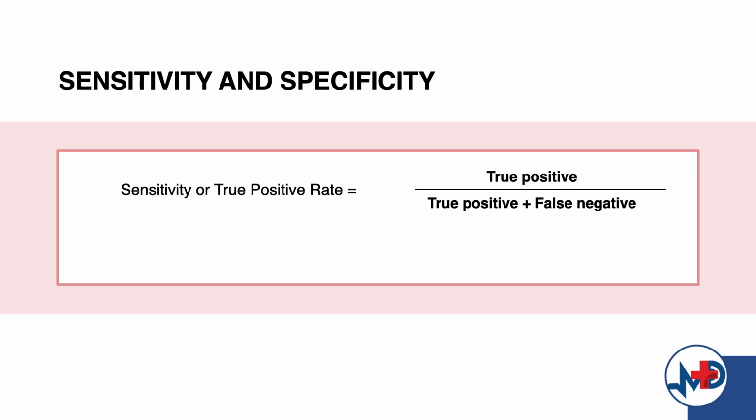Calculated sensitivity can be interpreted as the probability that a patient with the disease will have a positive test result. The sensitivity of a test is how sensitive it is to people with the disease.